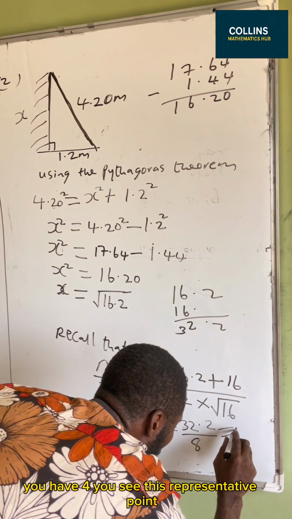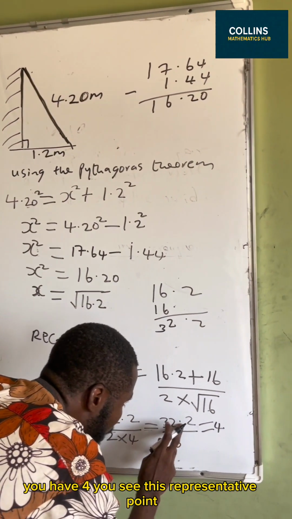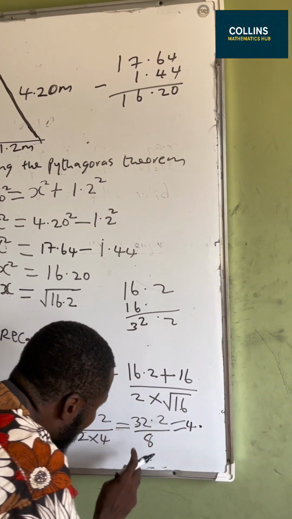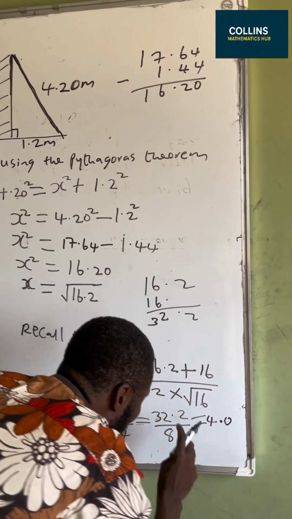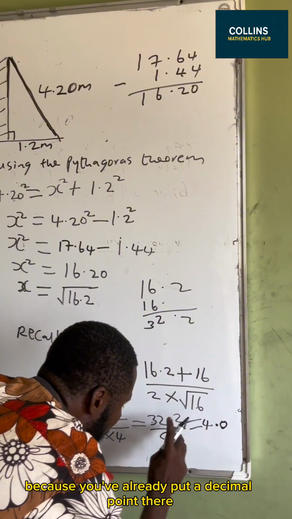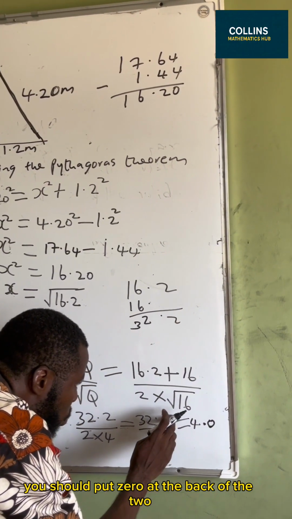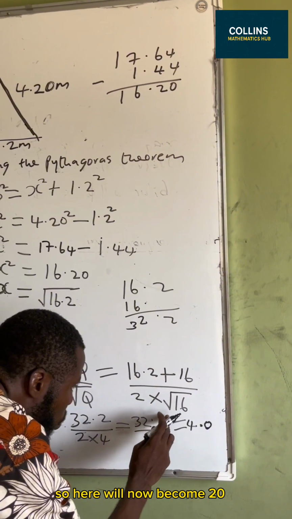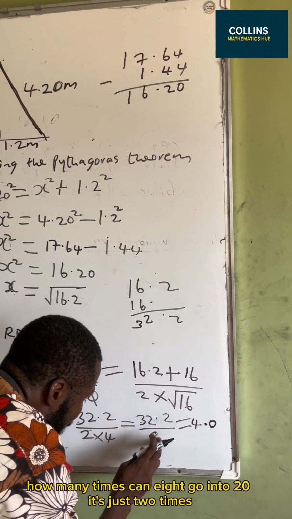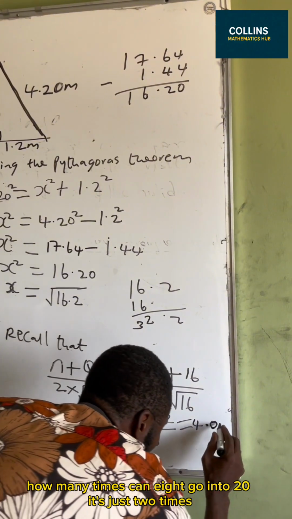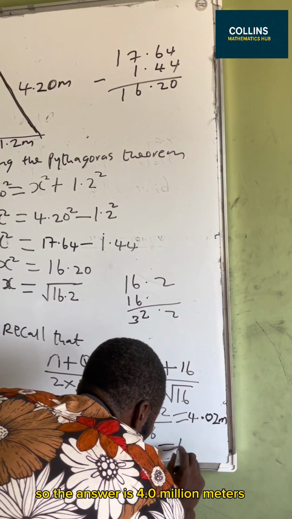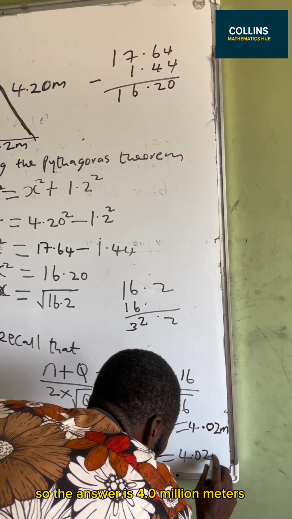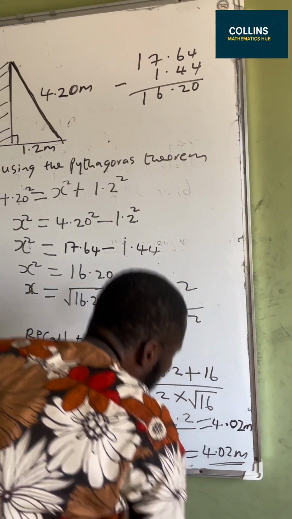So if 8 divides 32, what do you have? You have 4. You take the decimal point, you put it there. 8 divided by 2 is impossible, so you have 0. Because you've already put a decimal point there, you put 0 at the back of the 2. So here will now become 20. How many times can 8 go into 20? It's just 2 times. So the answer is 4.02 meters.